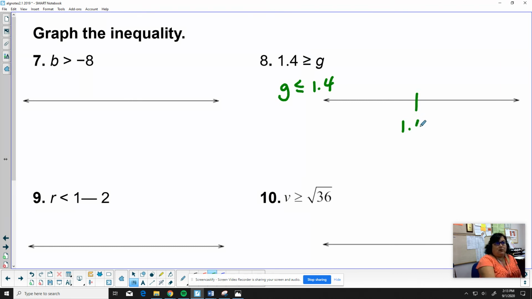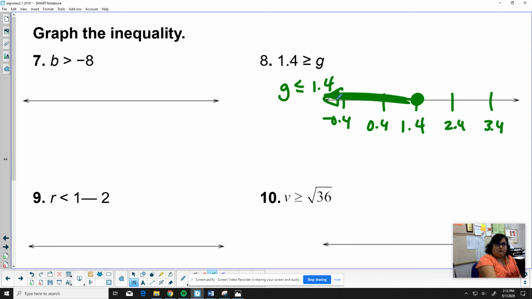So right in the middle, 1.4. It's a closed circle. So I think I'll go up 2.4 and 3.4, and back 0.4 and negative 0.4. That works. It's closed because it has the equals, and then I would shade left. That one's kind of different with the decimals.